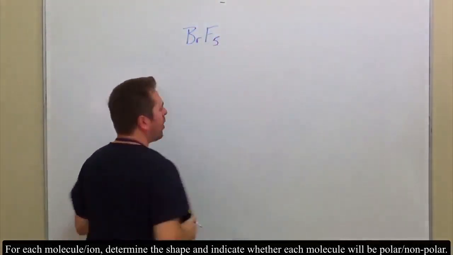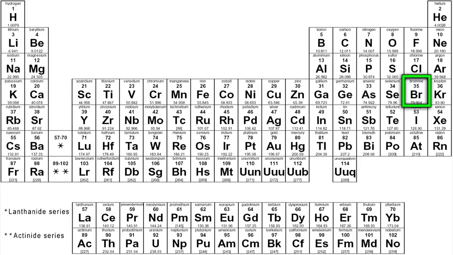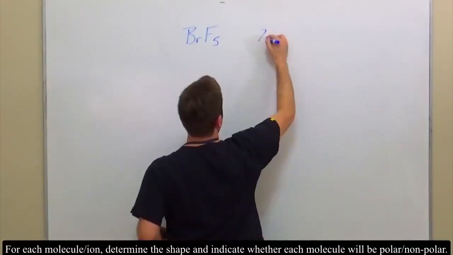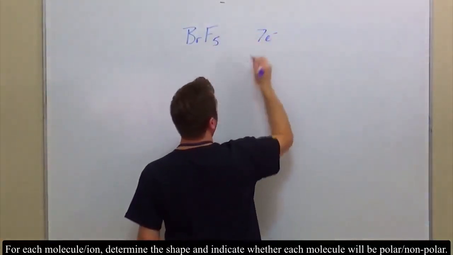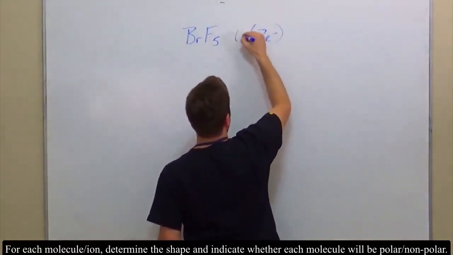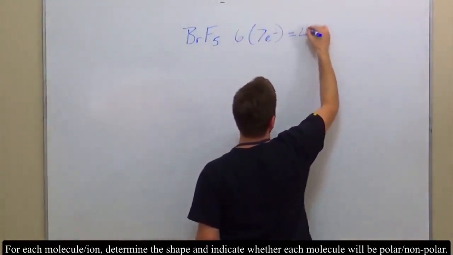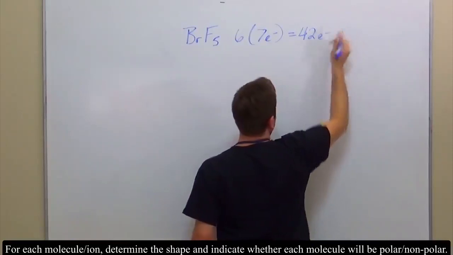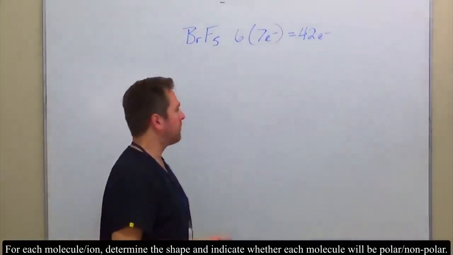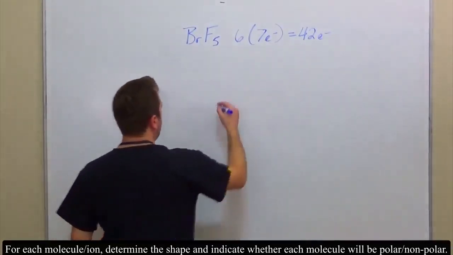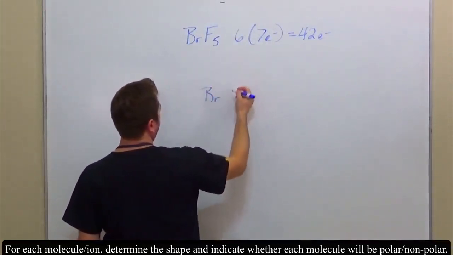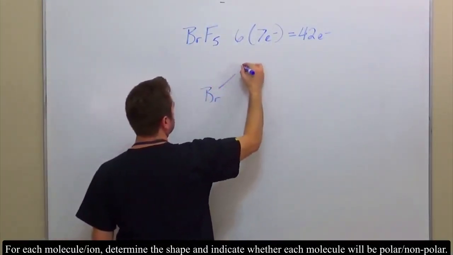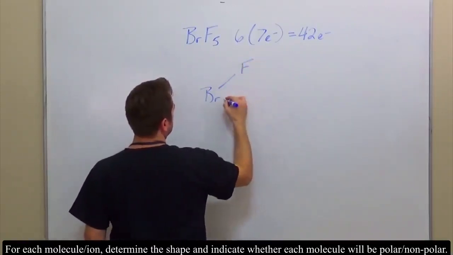Bromine pentafluoride. So bromine pentafluoride, okay? Well, what group is bromine in? You can see that bromine is a halogen, so it's got 7 valence electrons, but notice fluorine is a halogen as well. So we have 6 times 7 for a total of 42 valence electrons that we're going to account for. Great. Now, let's put our bromine in the middle.